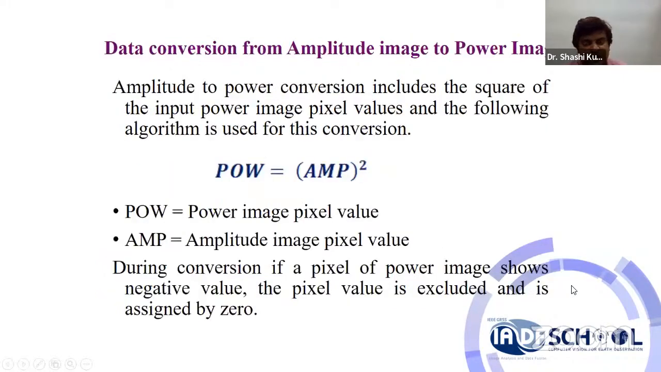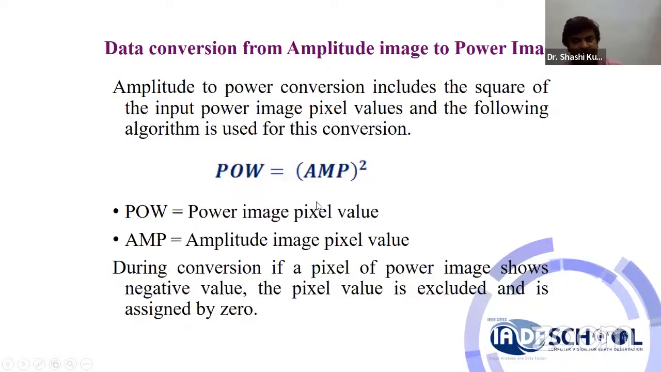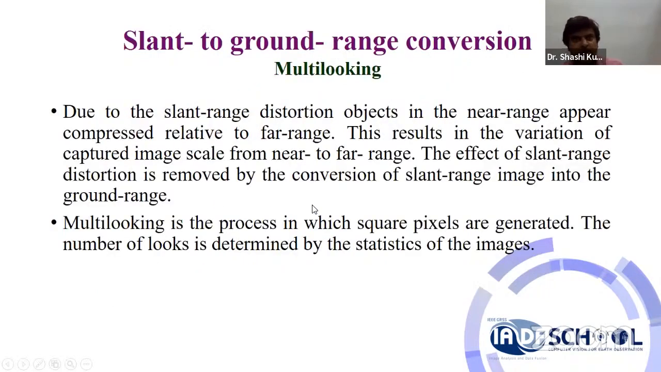And now similarly, the intensity or the power will be the square of the amplitude. So that could also be generated. Power image or intensity image will be generated by taking the square of the amplitude image. So amplitude data will be generated, and after that the power data set could also be generated. Okay. Now, as we have seen, there is slant range ambiguity in the SAR data set, because SAR sensors are transmitting electromagnetic pulses towards the range direction. So there will be slant range ambiguity.